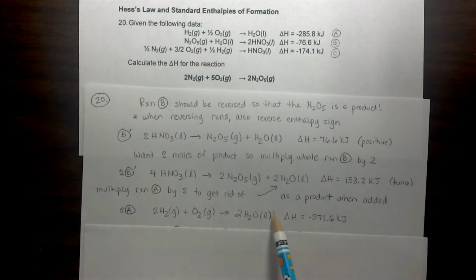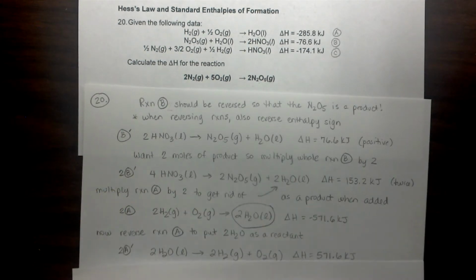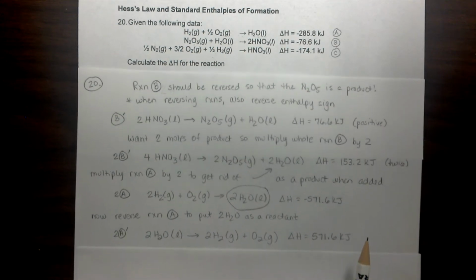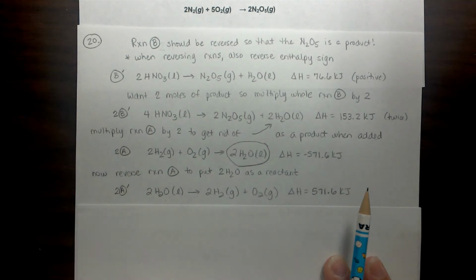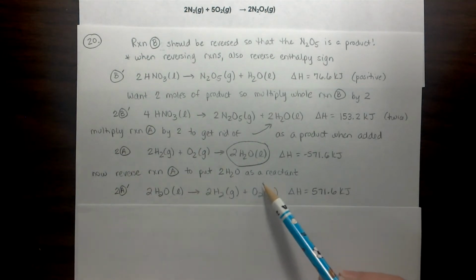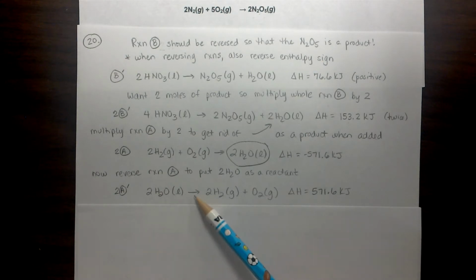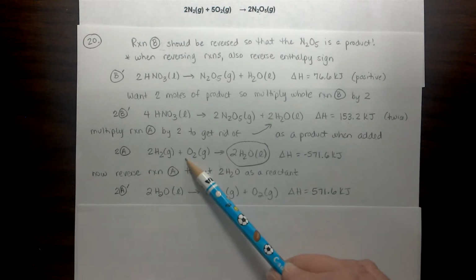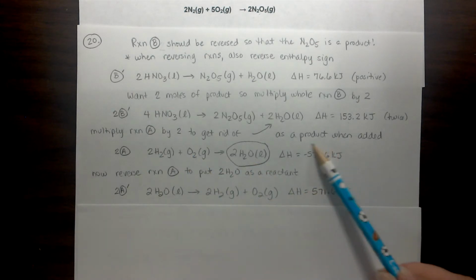Well, I'm getting closer because I have this, but I have it as a product and I really want to get it over to the reactant side so I can get rid of it. So I'm going to reverse my reaction A so that my water is now on this side, okay? So I have 2 moles of liquid water making 2 moles of hydrogen and oxygen. So I just flipped my reactants and my products here, and I also flipped the sign of this.